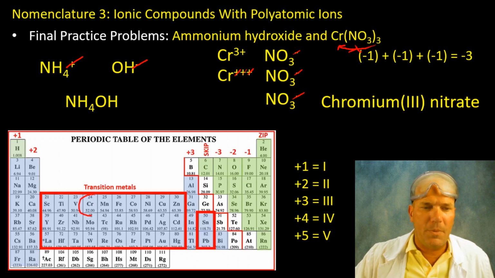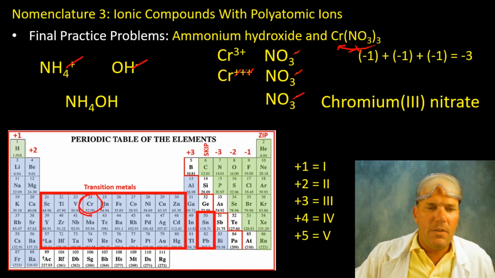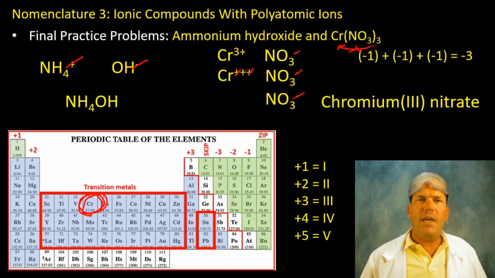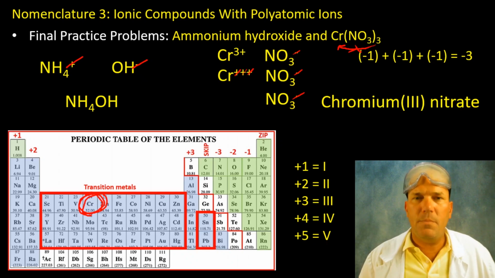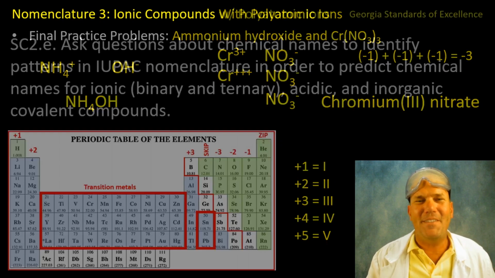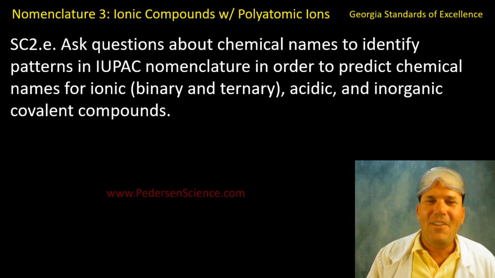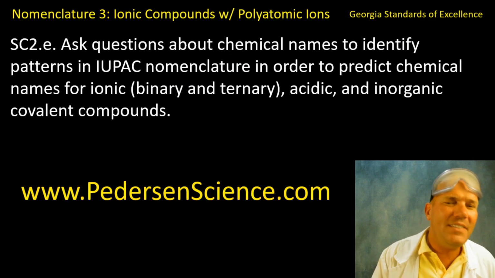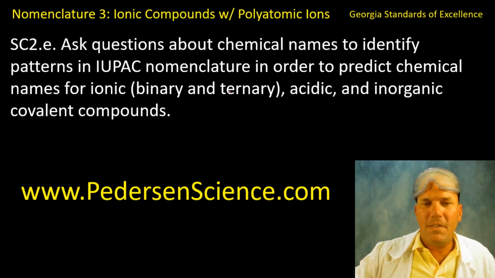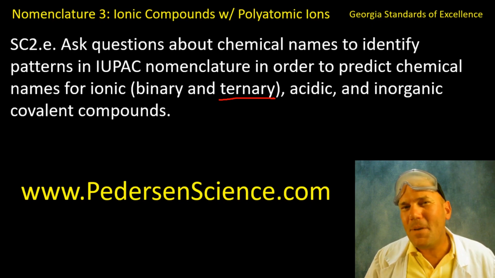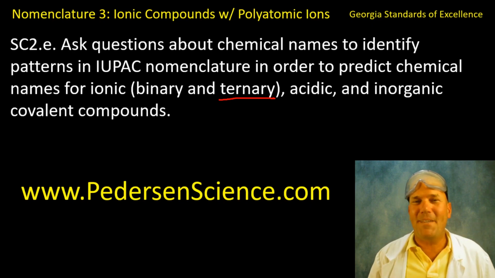And of course, chromium is right down here. And I'm going to ask you, did you look at the periodic table? And when you say yes, and oh, it's a transition metal, you're using Roman numerals when naming this compound. So now we've continued to look at this Georgia Standards of Excellence, and now we've finally gotten to where we can write and name ternary compounds that contain polyatomic ions.